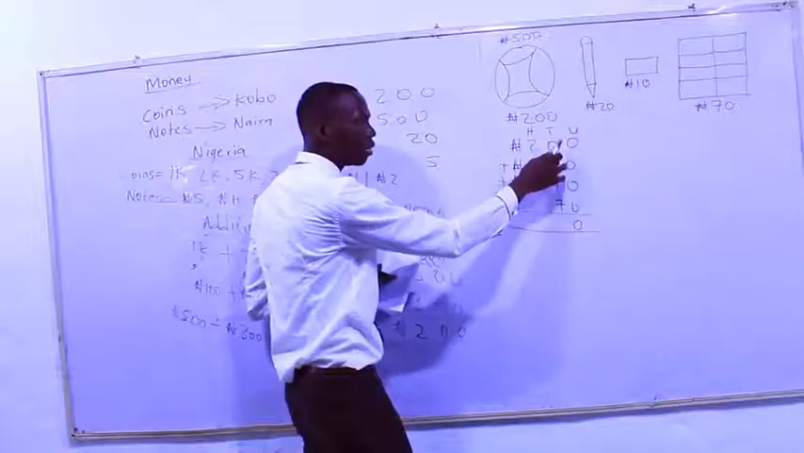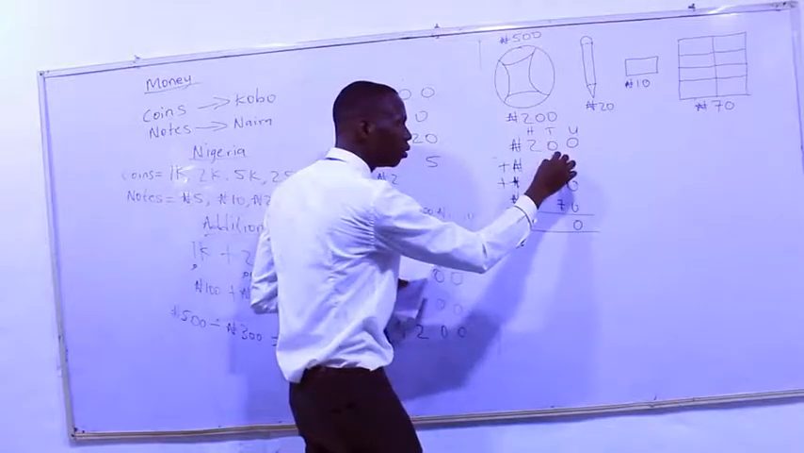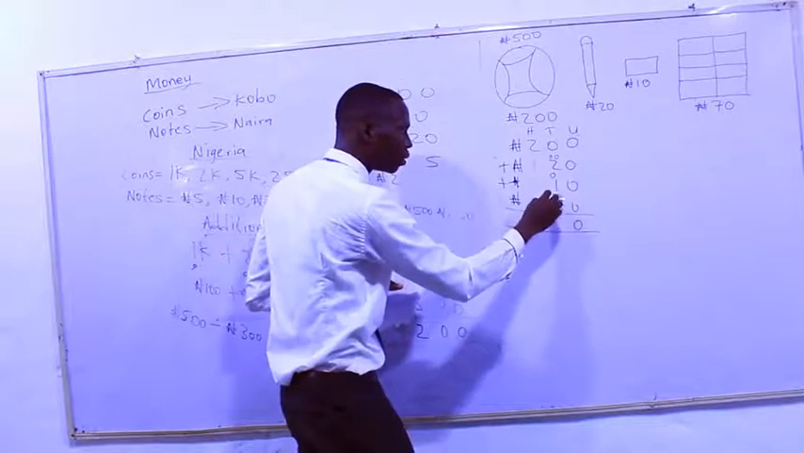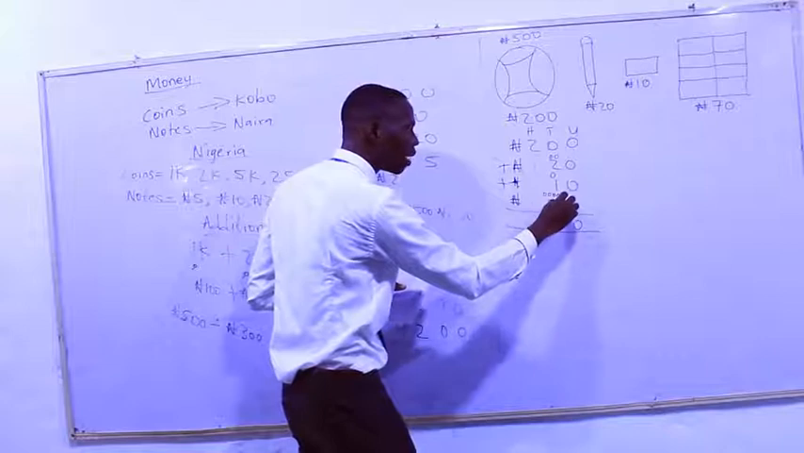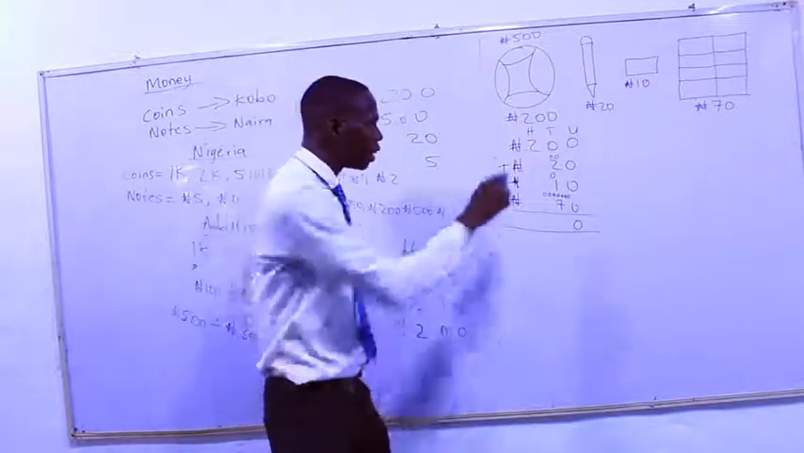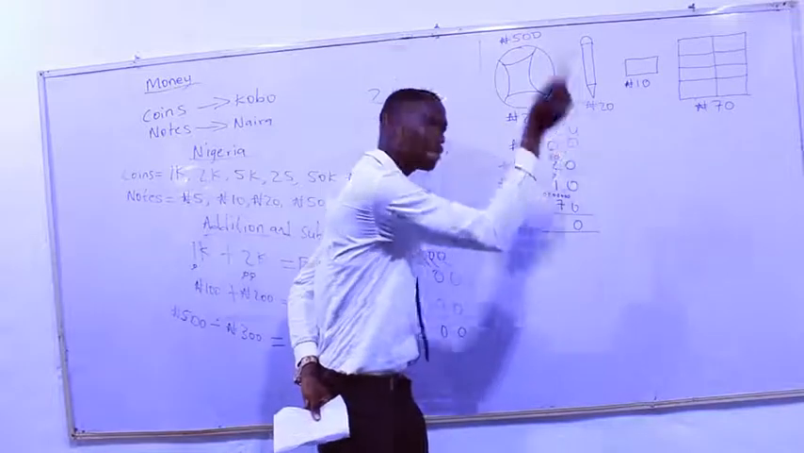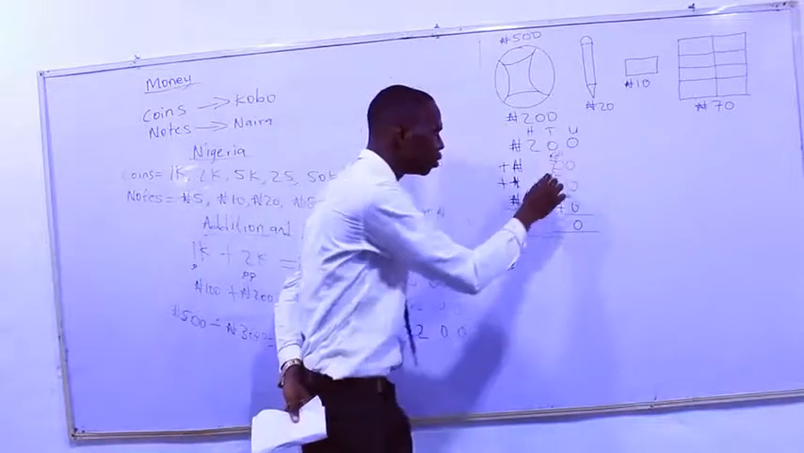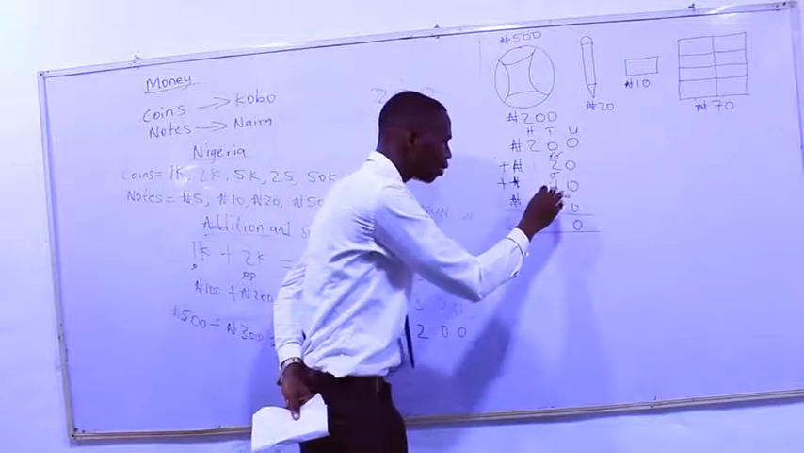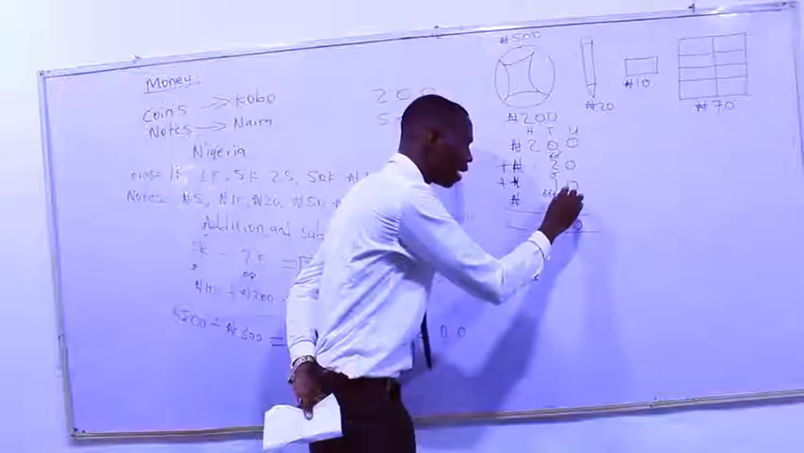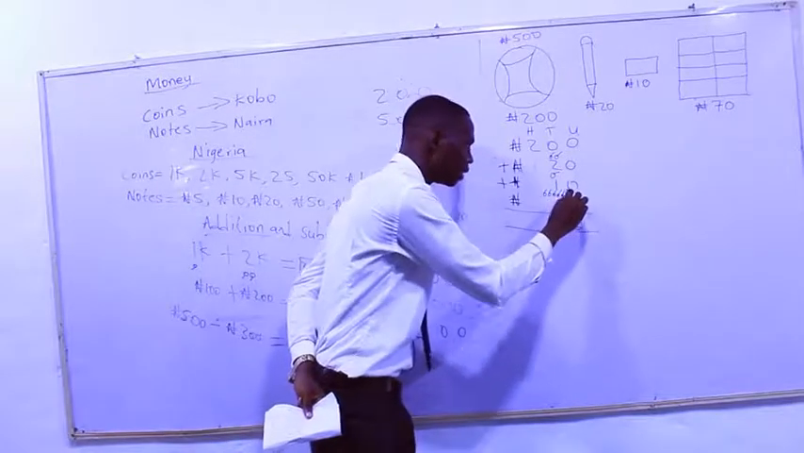Here I have 0. Here I have 2. Let's count: 1, 2. Here I have 1, 1. Here is 7. Let's count it: 1, 2, 3, 4, 5, 6, 7. Let's join all of them together. This one is 0. Nothing is here. This one is 2. Let's count: 1, 2, 3, 4, 5, 6, 7, 8, 9, 10.